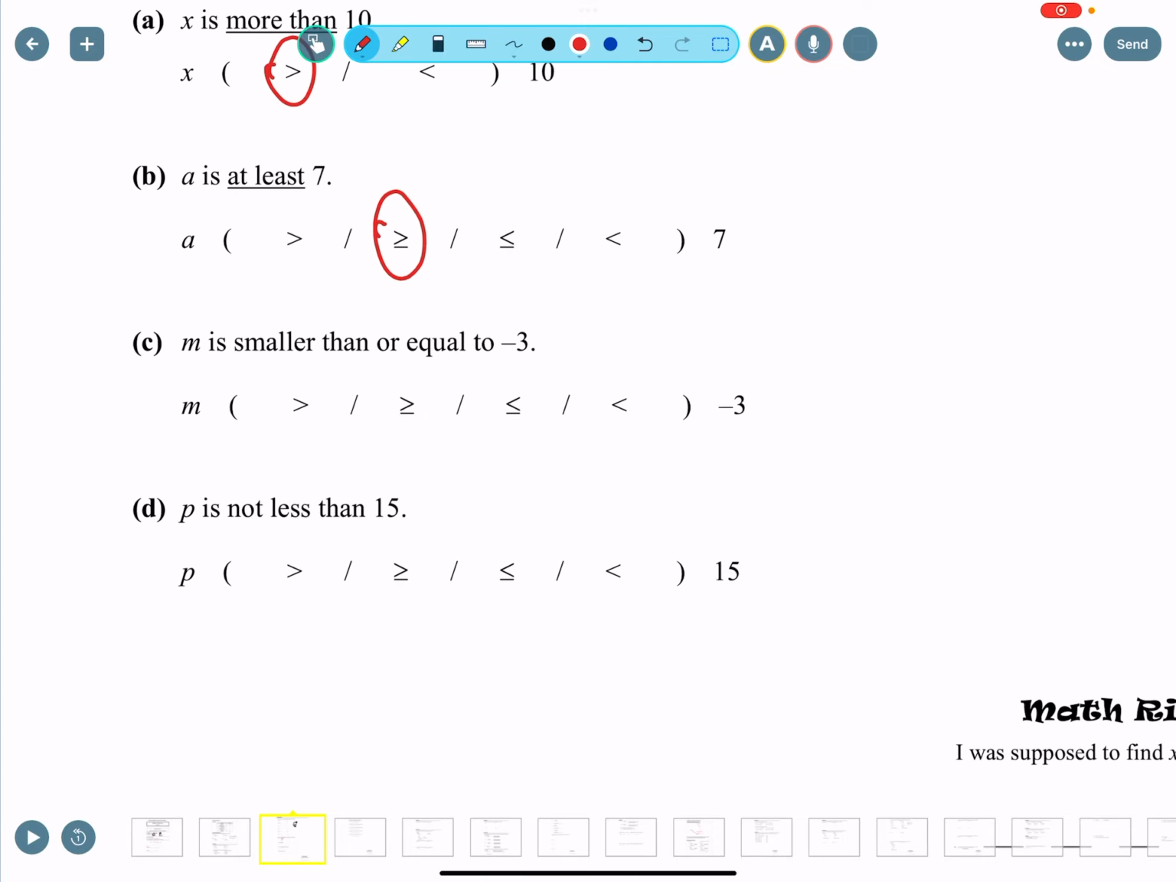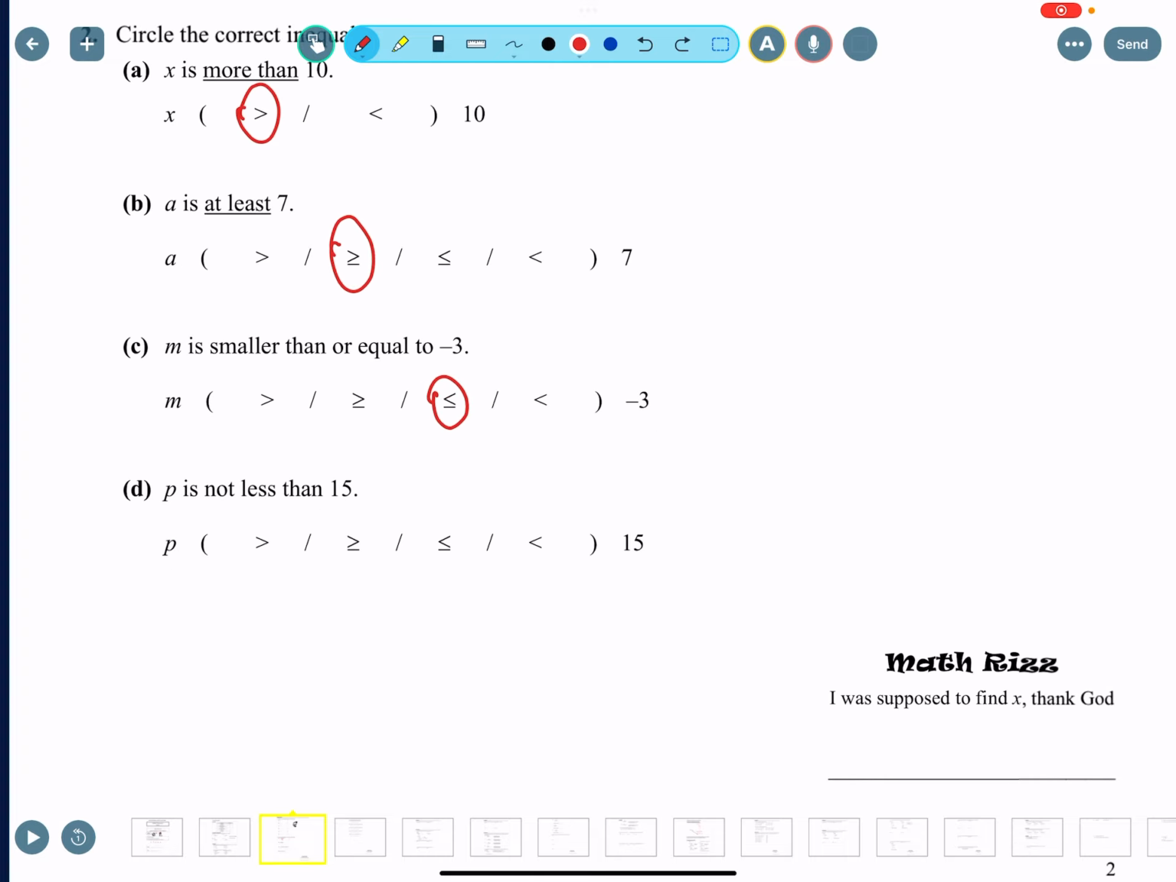Double meaning symbol over there. M is smaller than or equals to. Directly translated, smaller than or equals to -3. So the left side is smaller than, and because they mention equal, you have to add the equal sign, -3. Now this one here is tricky, D.